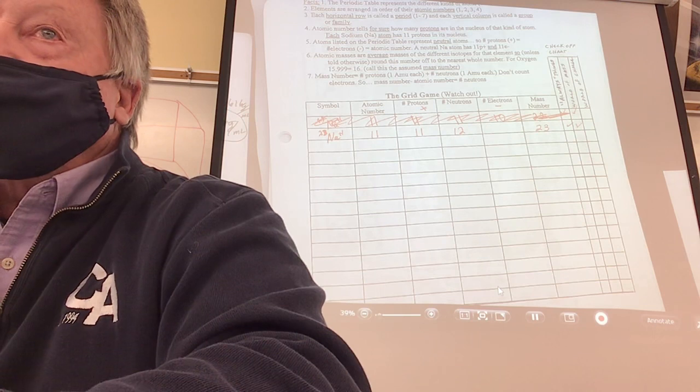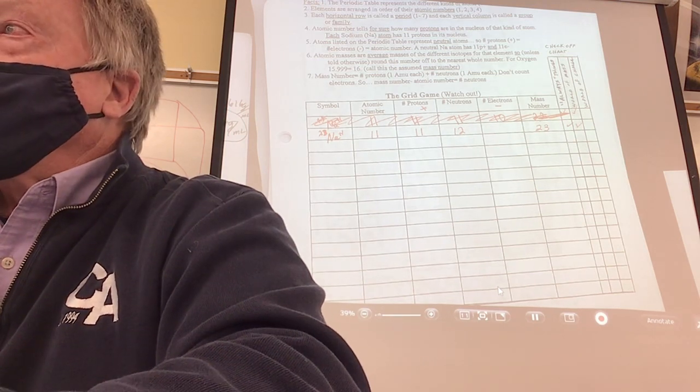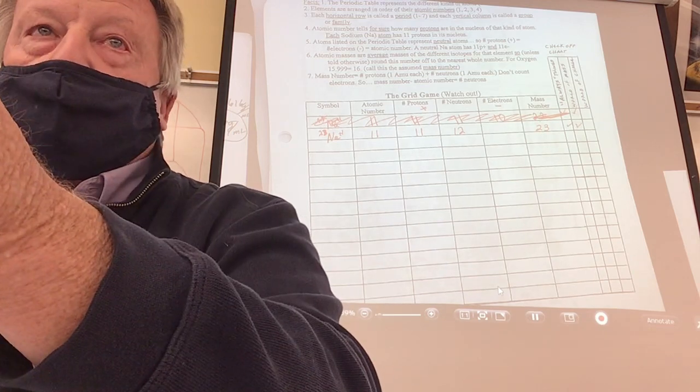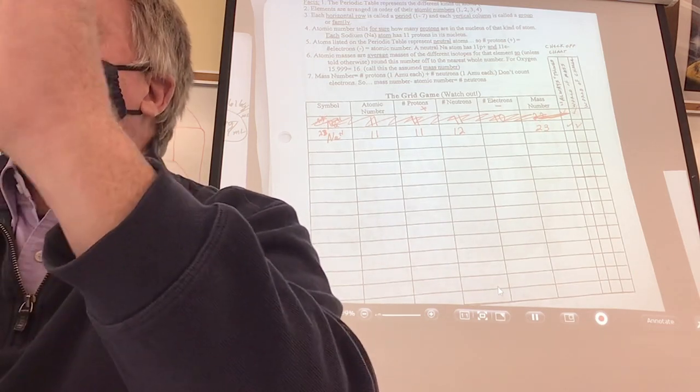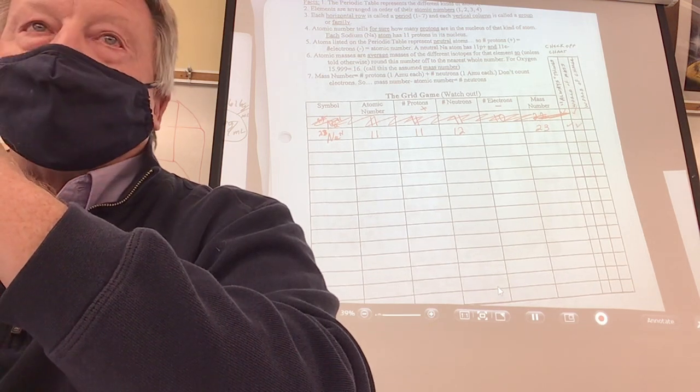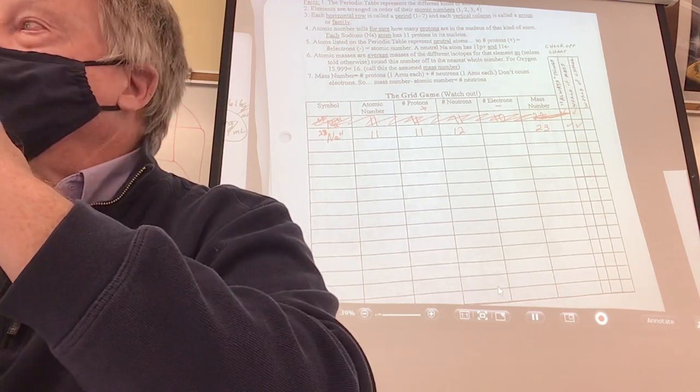Am I going too fast? It's a good pace. How about the alwayses? You got the alwayses down? Okay, those three things are always locked together: the symbol, the atomic number, and the number of protons.